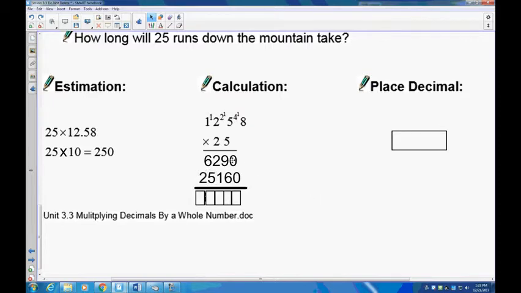Now you have to add all this up. I'm just going to uncover the answer. I'm assuming at this point you know how to actually add. All right, so there's our answer, 31,450, but we have to place our decimal in place. So we know that our decimal should be around 250. So the way to get this closest to 250 is to put the decimal right there. So we know that he's going to need 314 minutes, 0.5, to make all 25 runs.